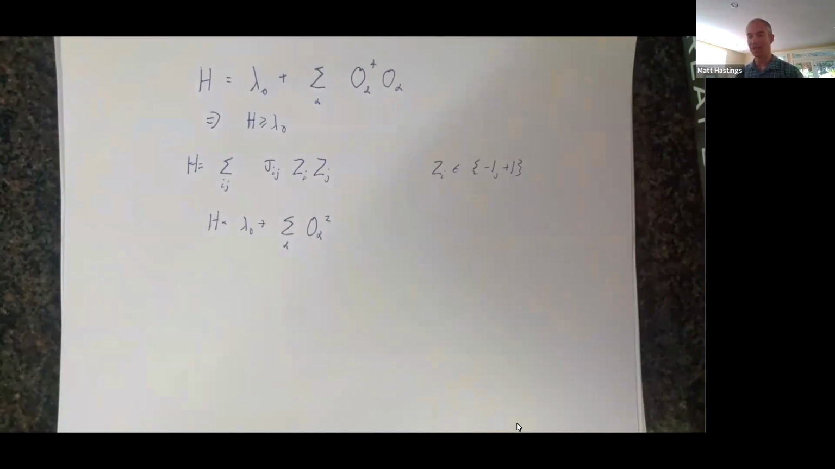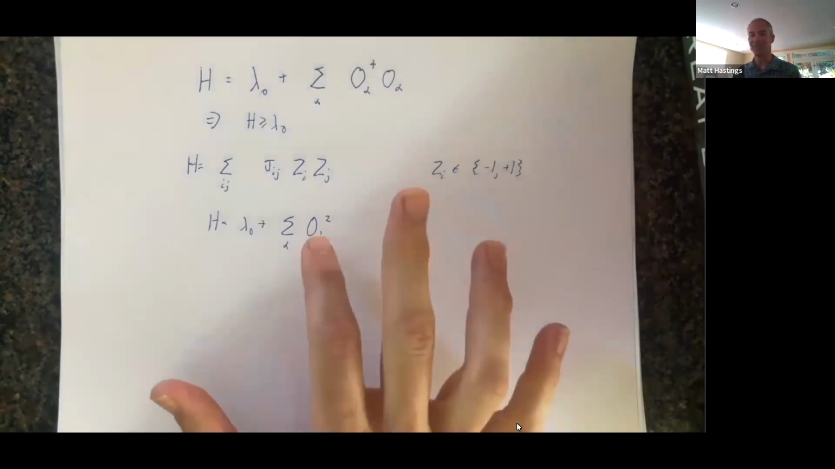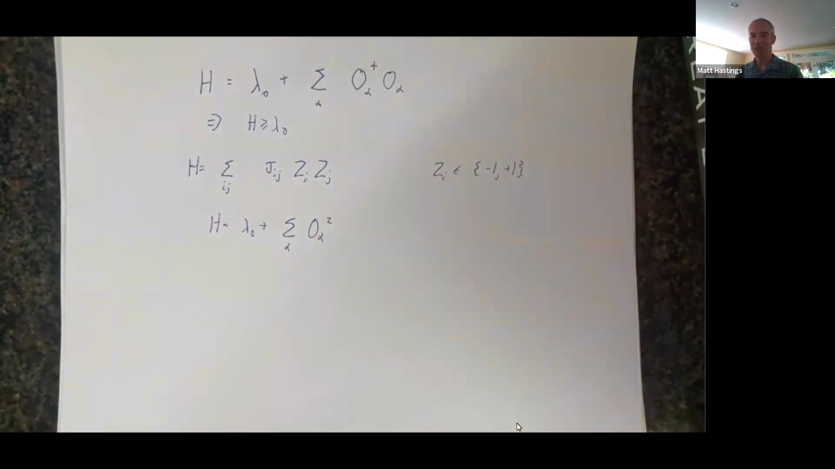Well, let me first point out that if we allow these operators O alpha to be completely general, if you could write down any operator here, any O alpha, then this method is able to prove that the ground state energy of H is at least what it actually is. So let's check that the method is sufficiently powerful.